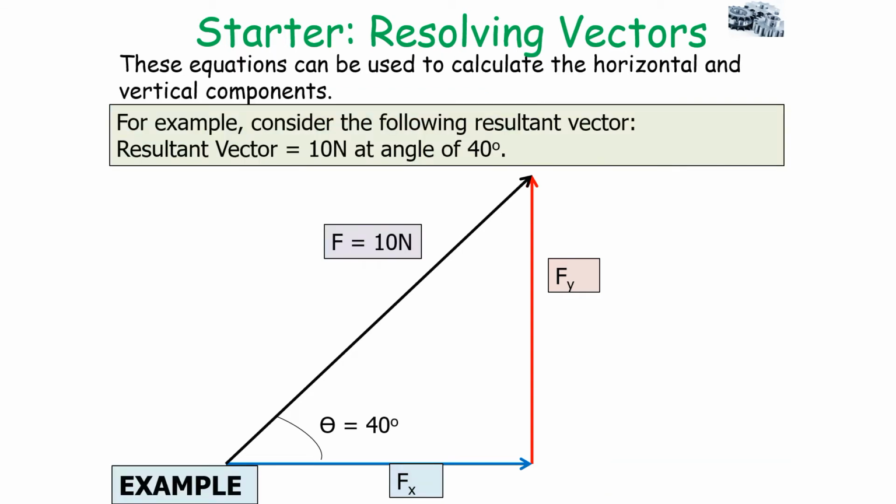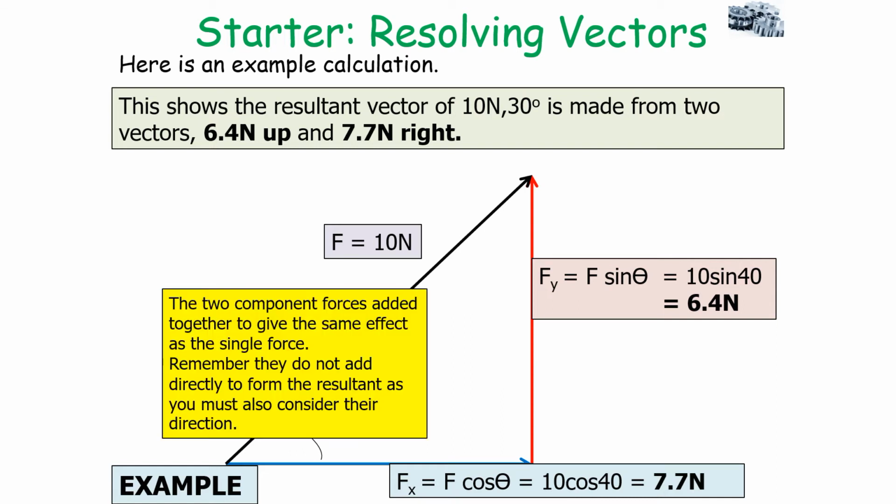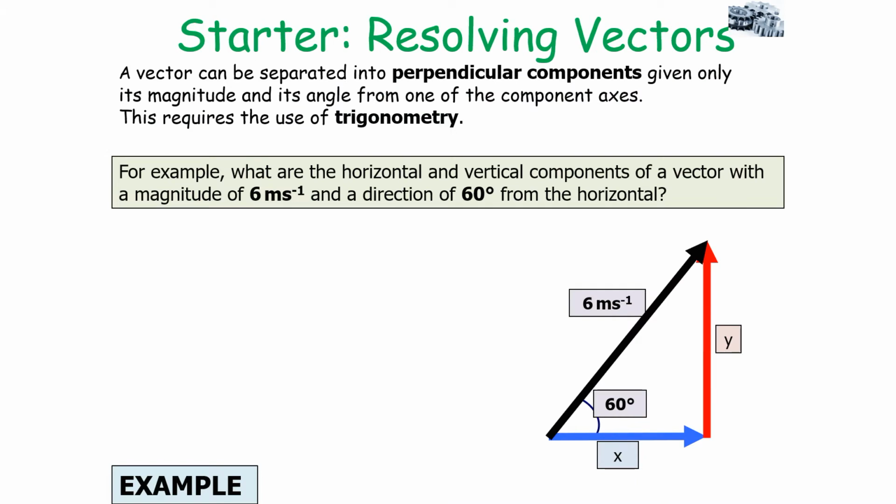Now these equations can then be used to calculate horizontal and vertical components. So let's for example take a resultant vector with 10 newtons at an angle of 40 degrees. So we pop this into the equation where Fy is F sine theta, so it's 10 sine 40, and we know that Fx is F cos theta, so it's 10 cos 40. So we get 6.4 newtons and 7.7 newtons respectively. So the two component forces added together give the same effect as the single force. Now remember, they don't have to add directly to form the resultant, as you've also got to consider their direction. So let's look at another particular question.